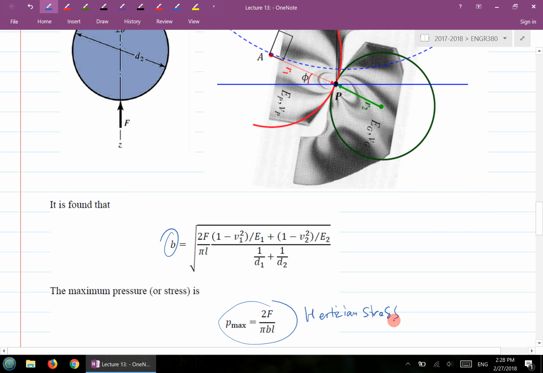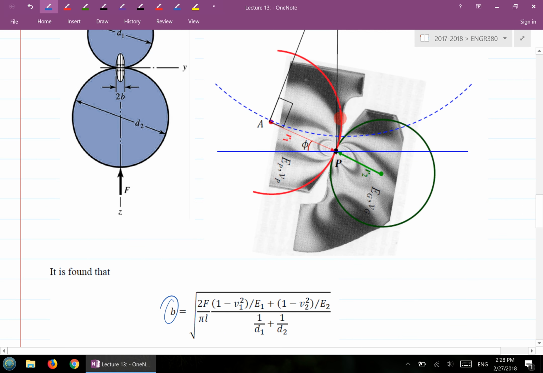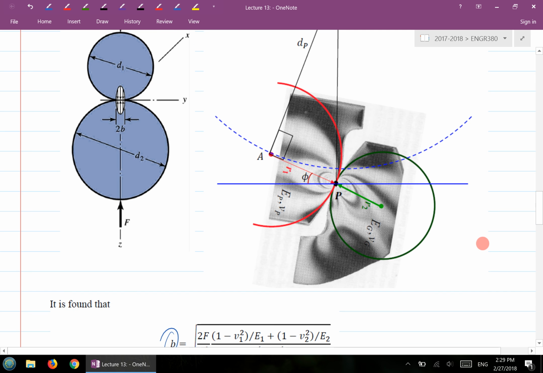This is basically Hertzian stress. So how do we use these results for a pair of gears then? Here's a pair of gear teeth, one is the pinion, one is the gear. So what we can do is model these two teeth as two cylinders. They're not perfect cylinders, but you can use a certain radius of a circle to represent them as two cylinders.